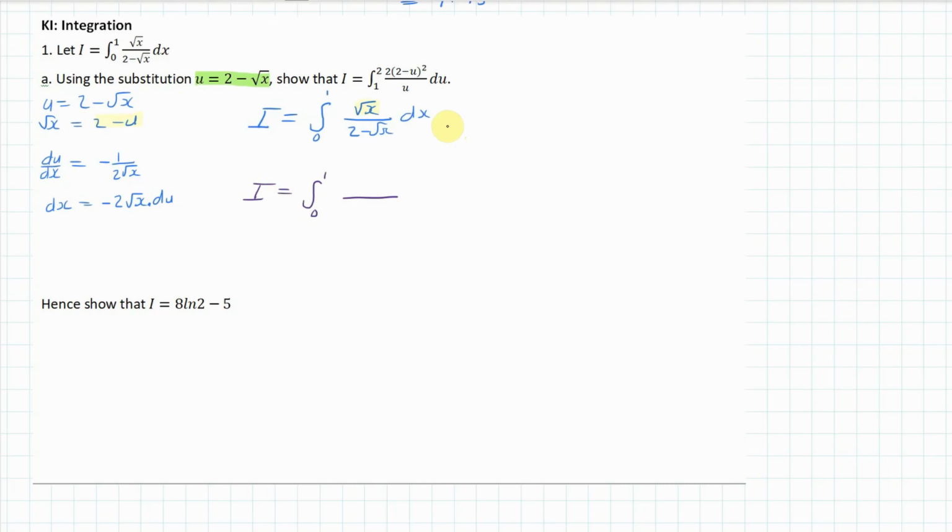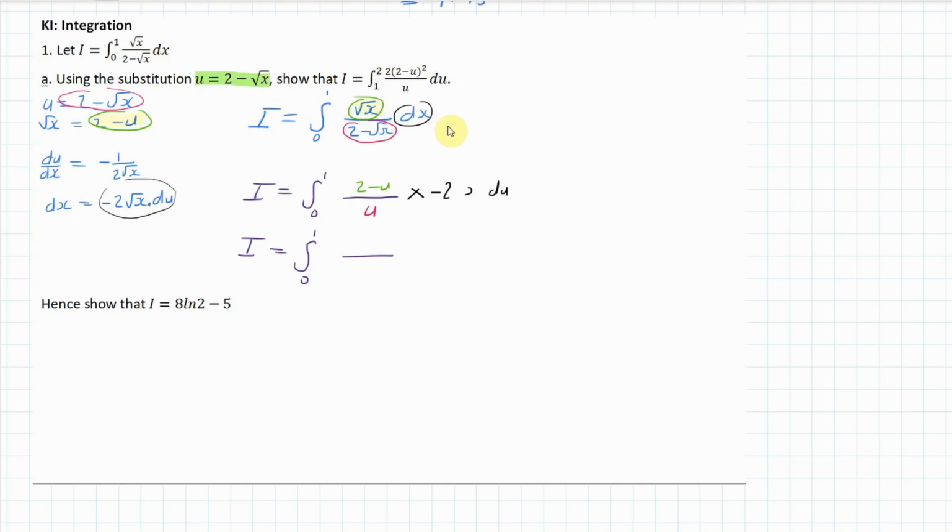Okay, so that bit there becomes 2 minus u, and then we can replace this bit here, that's equal to u, and this dx bit we've got here. Now, what does that look like for us in the next line? I equals, and then we've got our limits here. Now, maybe I could go back to the previous line.